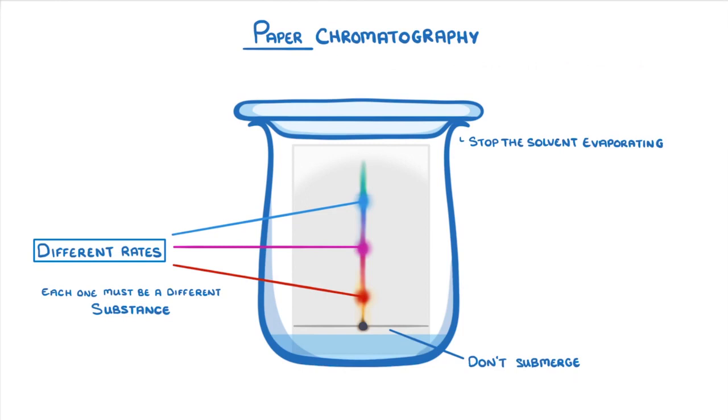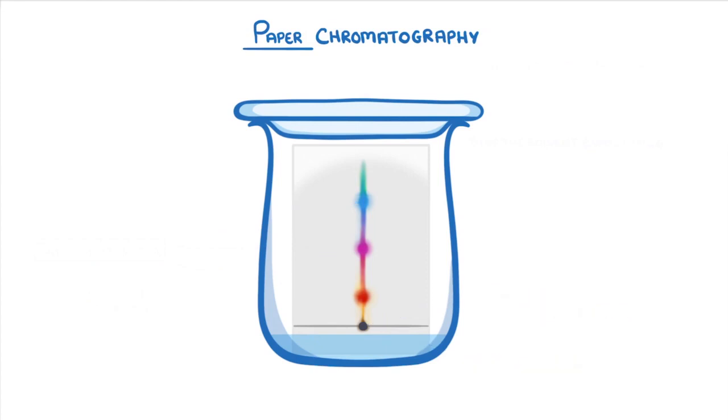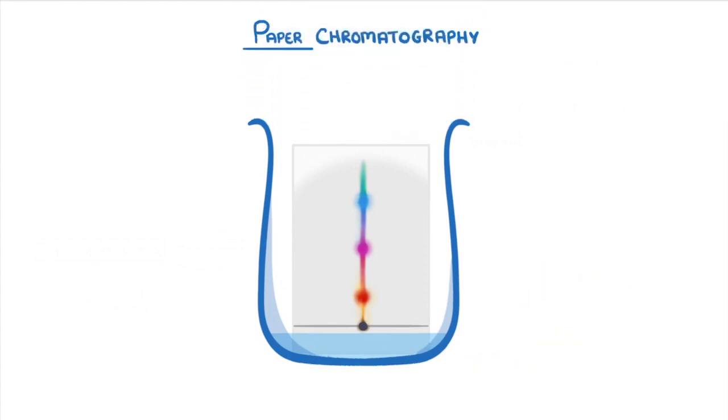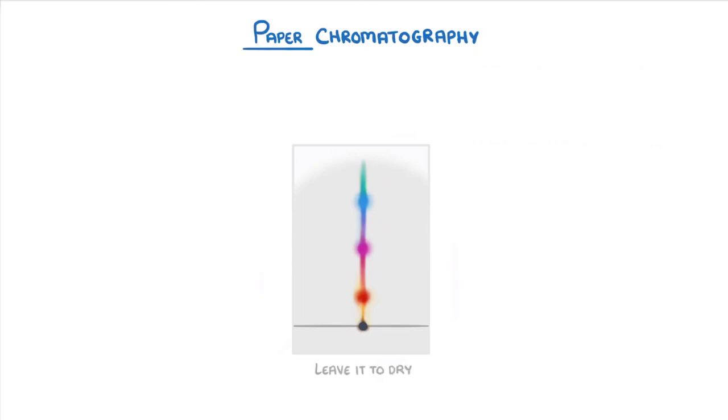However, if any of our chemicals aren't soluble in that solvent, then they won't be able to dissolve and move up the paper, so they'll just stay on the baseline. Once the solvent has almost reached the top of the paper, we take it out and leave it to dry, and the pattern of spots that we have left is called a chromatogram.